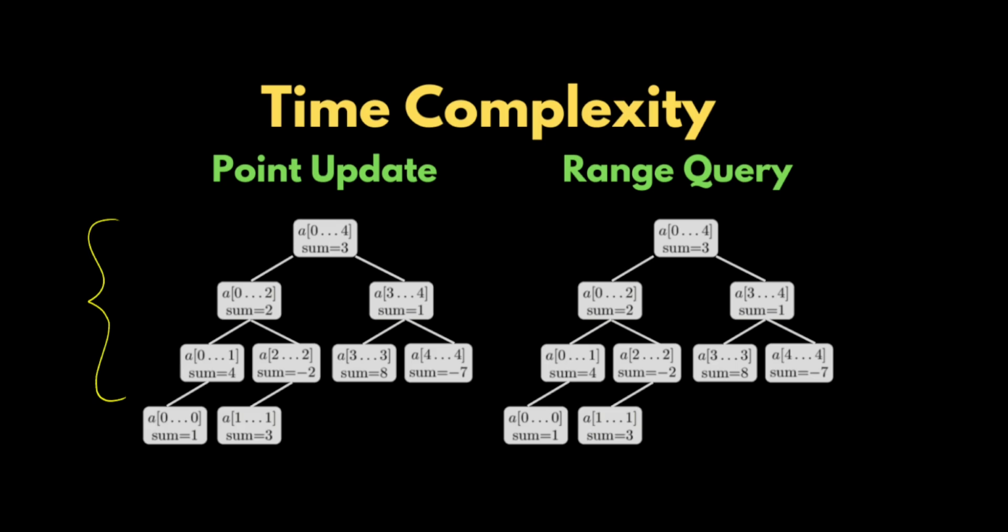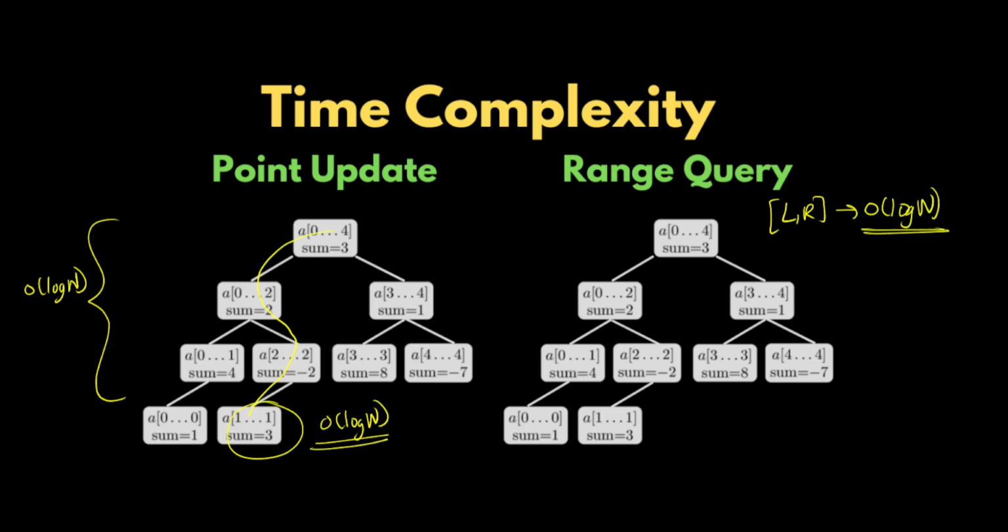As we saw, for point update and range queries, the height of the segment tree is order log n. Finding the node that we want to update will take order log n time, and updating all the nodes in this path will be done in this time only. Similarly for range queries, we found out that any query L to R can be broken down into a logarithmic number of already computed steps, and this will have time complexity of order log n.